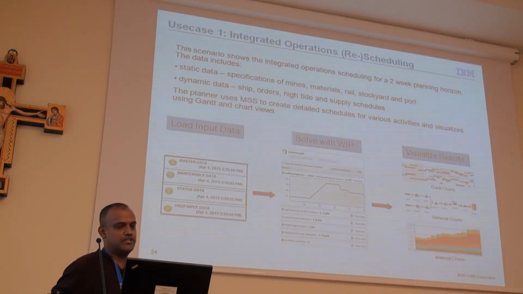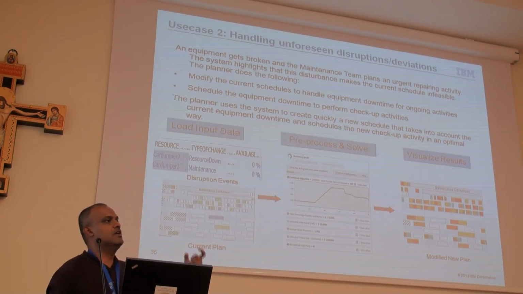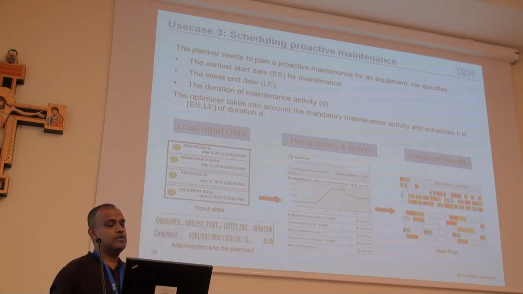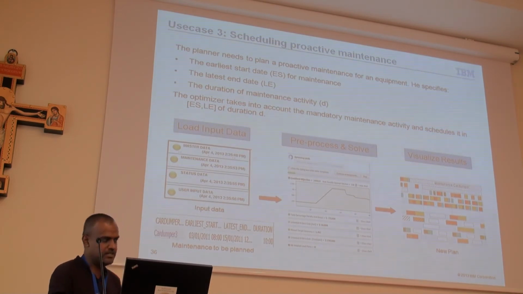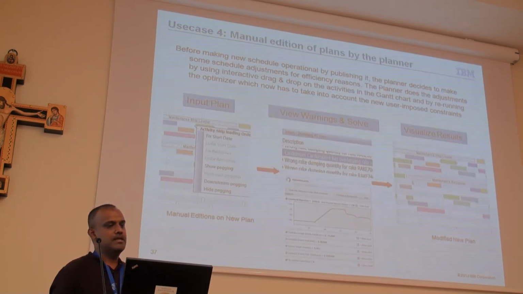The different use cases could be the normal rescheduling, where you take into account WIP and do all the things. Another thing is unforeseen disruption and deviation. So something goes wrong, and I'll show all these things in the demo. Then you could take the disruption event and create a new schedule. And you can do proactive maintenance. So the maintenance guys come and say that for the next 2 days I want to put this machine down for 8 hours. So you take that into the schedule and do that. So that is another possibility. Another thing is the manual editing of the plans.